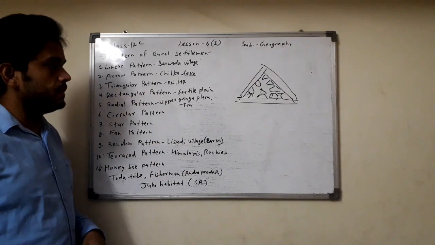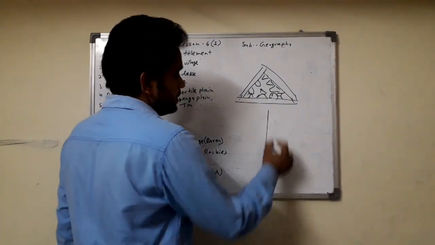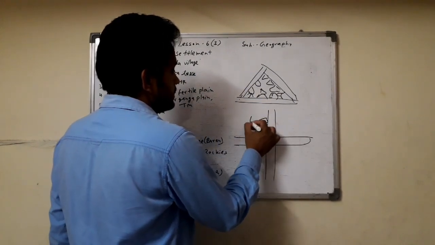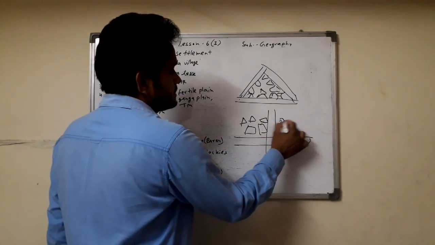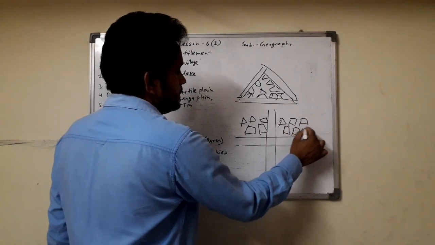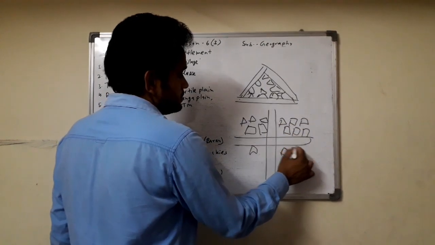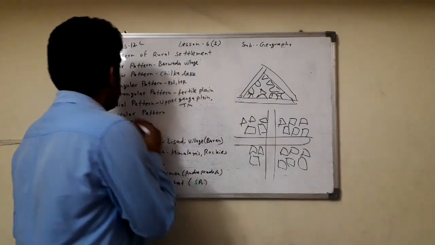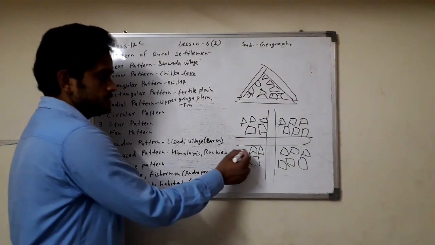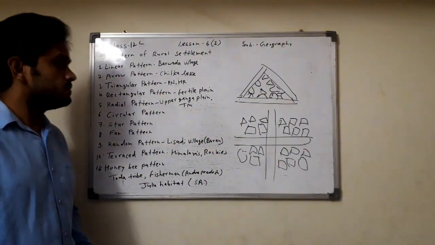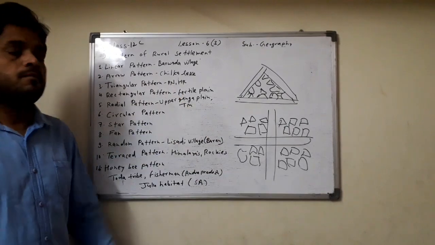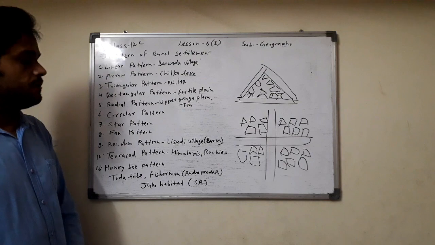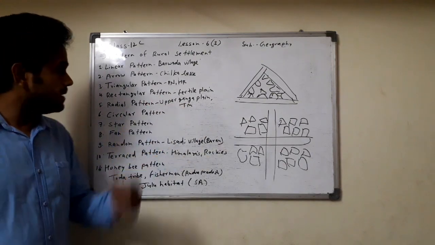Next is the rectangular pattern. When there are two ways, like these two ways, and along these ways the settlement develops, the residents develop here. This type of settlement is known as the rectangular settlement. This type of pattern settlement is found in the fertile plains of rivers. Clear?